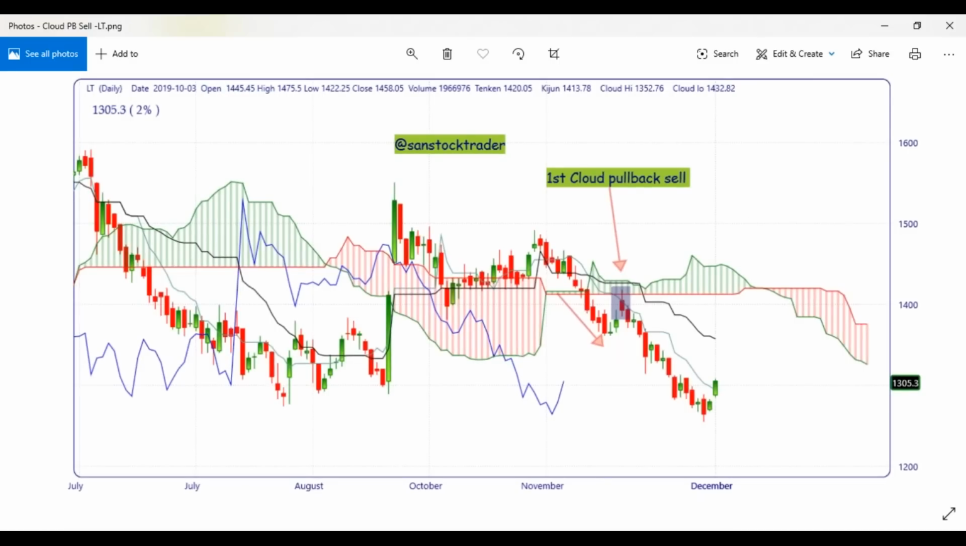Again, LNT: breakdown below the cloud, pullback toward the cloud, took resistance, and see, a stock like LNT, a large cap stock having comparatively low beta, also gave nice movement in the next 4-5 candles. So that's significant. A company like LNT, which is part of Nifty 50, usually doesn't give much move, yet these stocks also respect this strategy very well, and that is why I like this strategy.